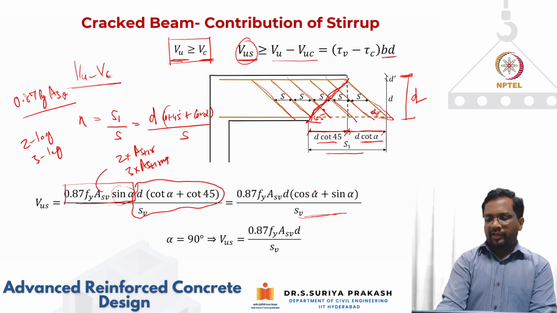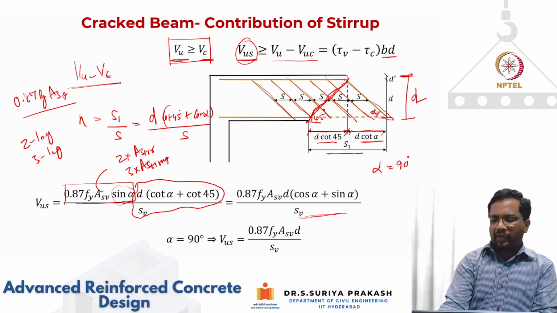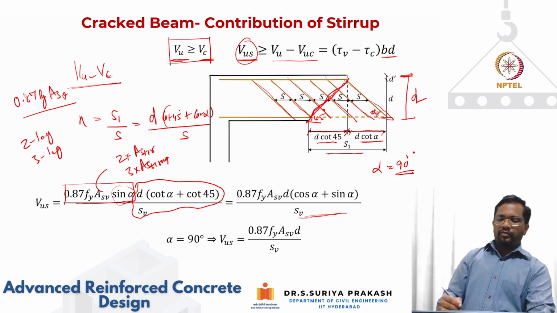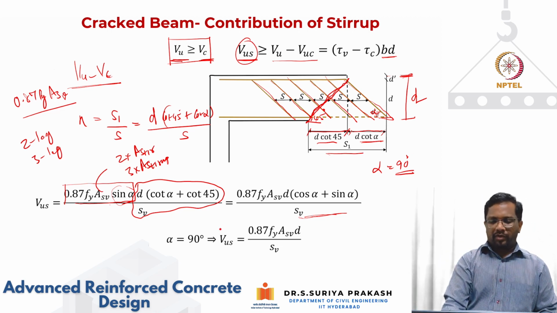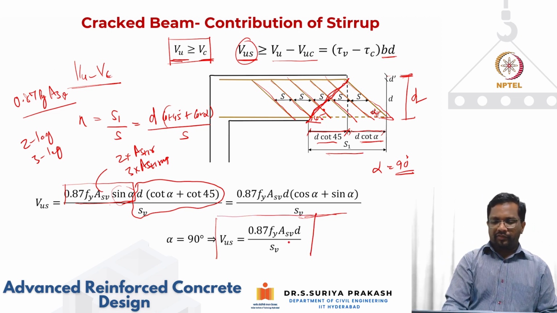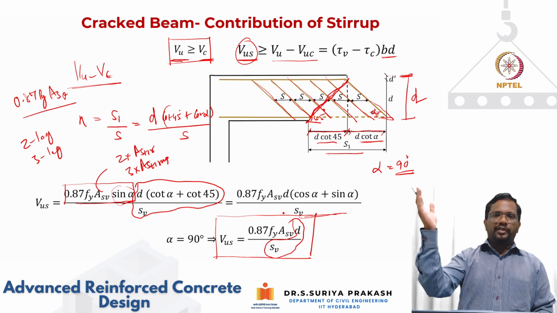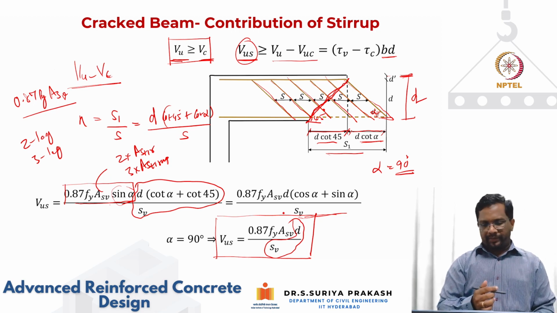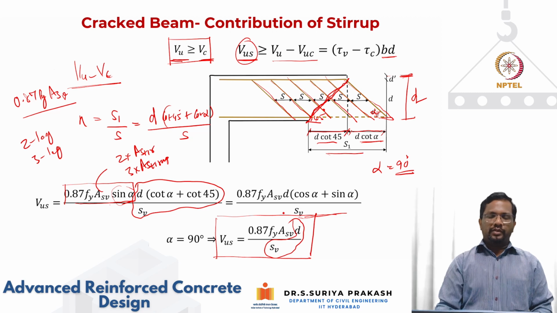Now when I keep this alpha as 90°, then we know that sin alpha will become 1, and the stirrup contribution will become 0.87 Fy ASV times d by S. This is nothing but your number of stirrups that are intercepted by this 45° crack. Okay, so this is the way we can calculate your shear resistance from stirrup.